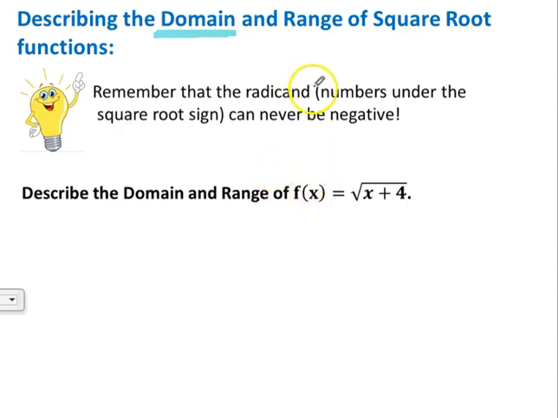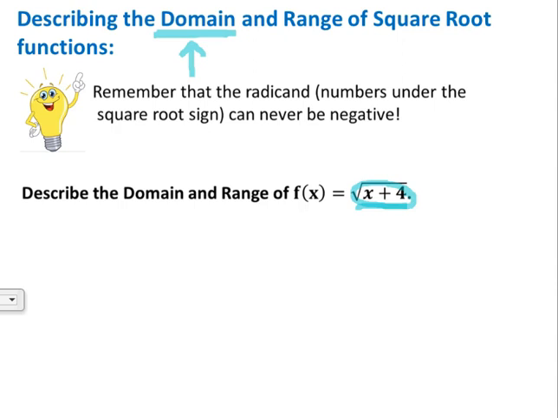Remember that the radicand, that number underneath the square root sign, can never be negative. So that's going to help us when we go to find the domain of a square root function. We're going to use that fact that the radicand, the number underneath the square root sign, can never be equal to a negative number.